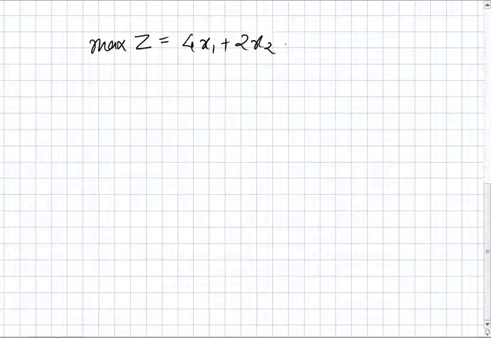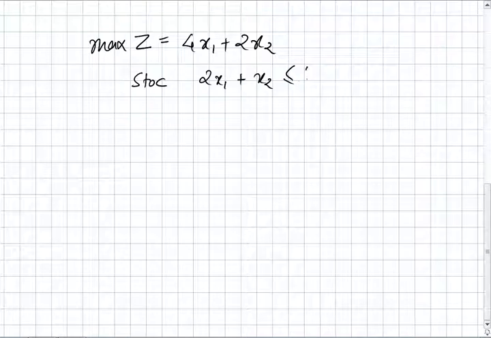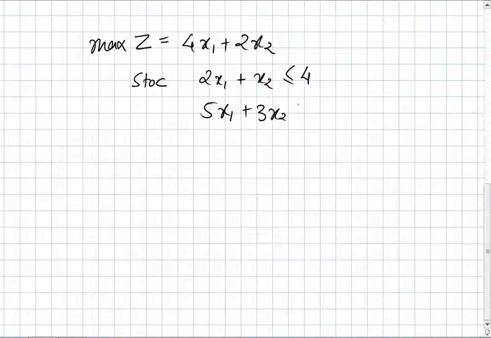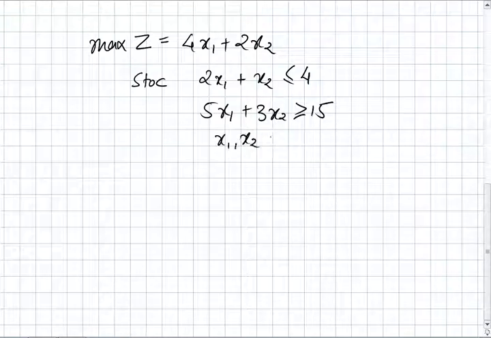To use the graphical method we must have a problem with at most two variables, so we are writing a problem with two variables. Maximize z equals 4x1 plus 2x2, subject to the constraints 2x1 plus x2 is less than or equal to 4, 5x1 plus 3x2 is greater than or equal to 15, and x1 and x2 are non-negative.